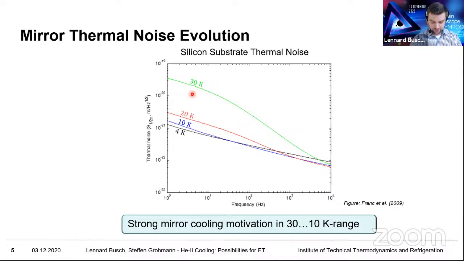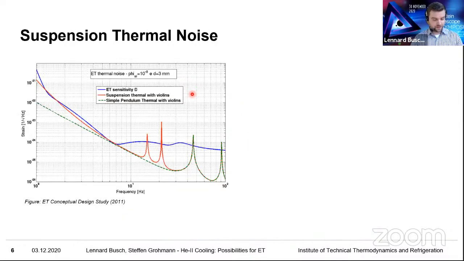All right, how about the suspensions? Again, a depiction from the conceptual design study. In blue, the ET-LF design sensitivity. And the red curve actually is the considered suspension thermal noise, calculated by expressing the Virgo-like last stage suspensions that I've just shown to you as a cascade of 3 pendula, the marionette, mirror, and the reaction mass. And actually the dashed green curve there would be the thermal noise contribution by a simple pendulum.